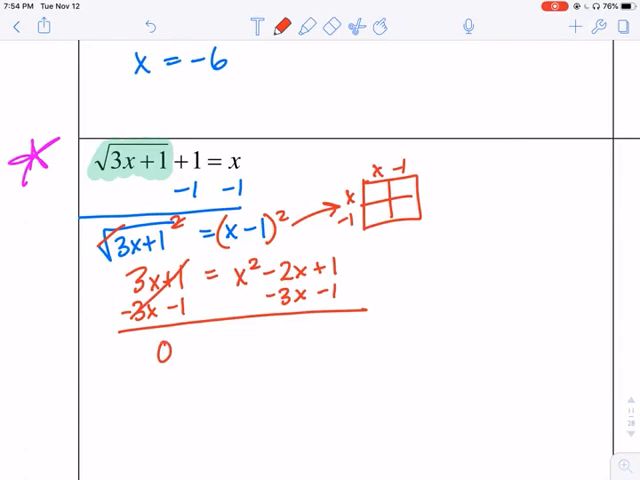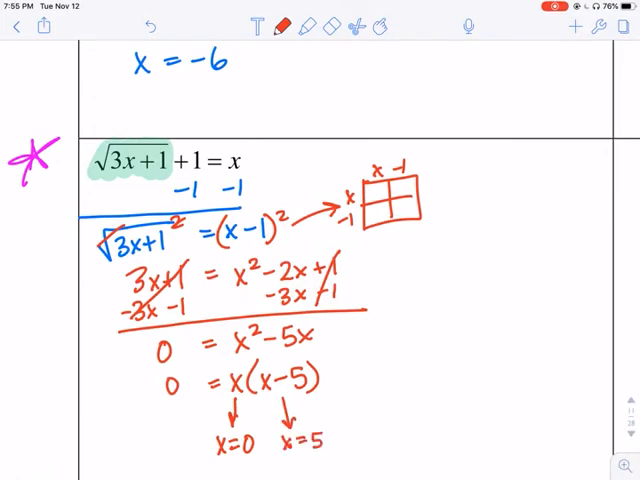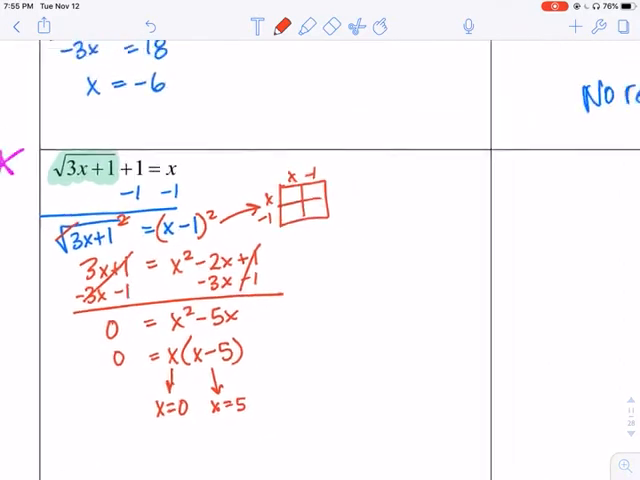That's going to give me 0 over here is equal to x squared minus 5x, and these actually cancel. So then I know that has a GCF, so I can go ahead and take that x out. x times x minus 5 is equal to 0. That means that x should be 0, or x could be 5. So it could be one of those answers, it could be both of those answers, it could be none of those answers. I need to go ahead and double check.